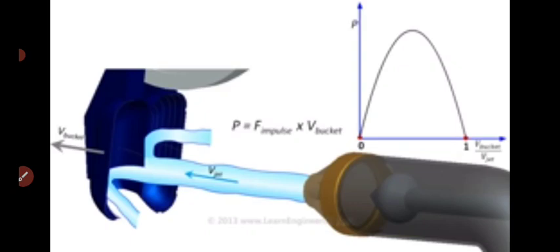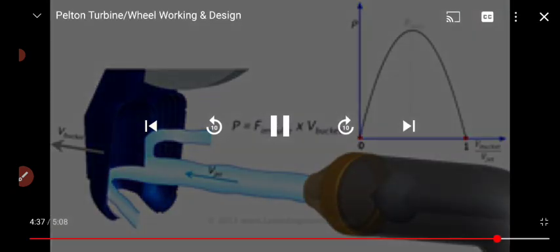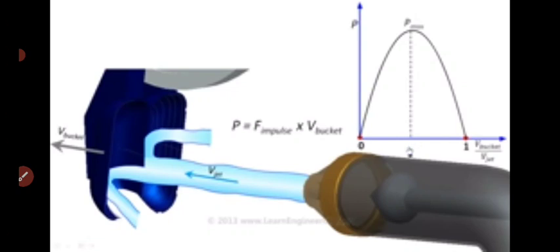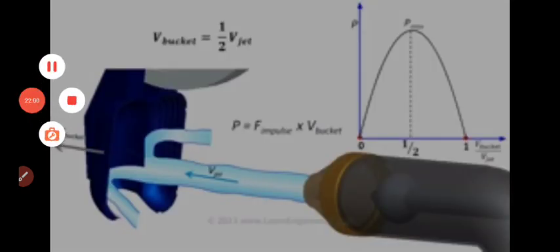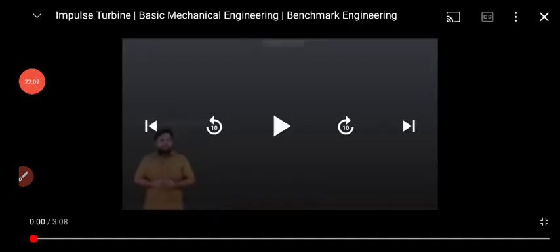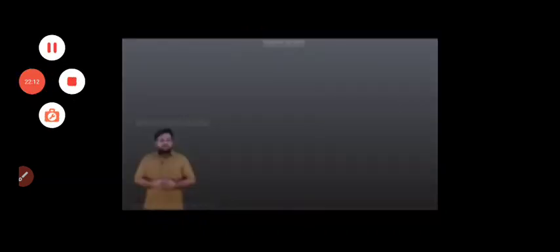It can be shown using Euler's turbomachinery equation that maximum power extraction happens when bucket speed is half the jet velocity. So it is always desirable to operate the Pelton wheel at this condition. Pelton turbines can give efficiency as high as 90% at optimum working conditions. Watch here one more video of the animation of the impulse turbine and its working. You will get a clear idea by watching this video.